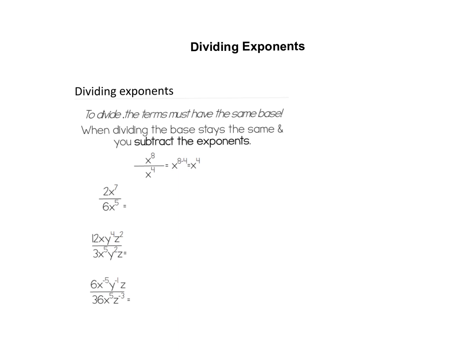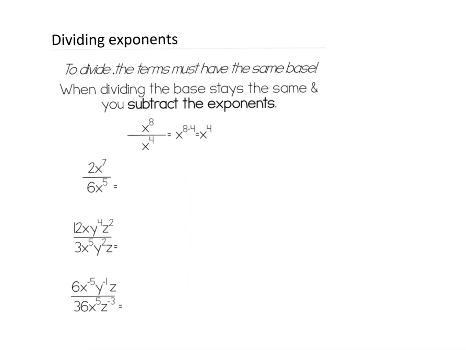All right, to divide, the terms must have the same base. When dividing exponents, the base stays the same, and you subtract the exponents. So if you have x to the 8th divided by x to the 4th, you subtract the exponents, the top minus the bottom.